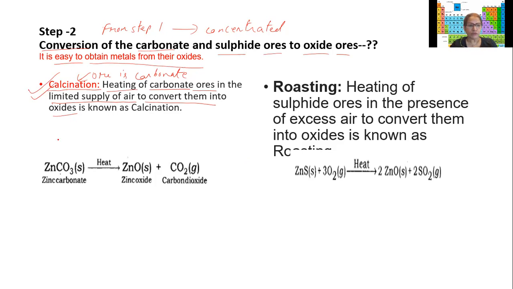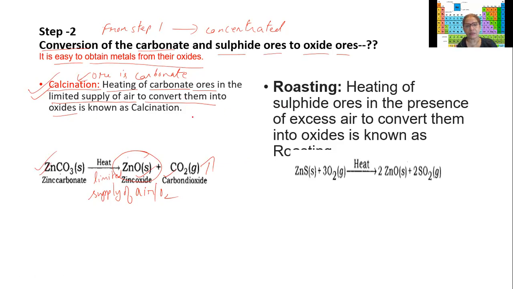So how is it done? The carbonate ore is heated in a limited supply of air. Air here we're talking about oxygen. Limited supply of oxygen, the carbonate ore is heated. So look here, zinc carbonate, when it is heated, you get zinc oxide plus carbon dioxide, which is released. So now we have got the oxide ore from the carbonate ore. This way, the carbonate ore is converted into the oxide ore by a process known as calcination.